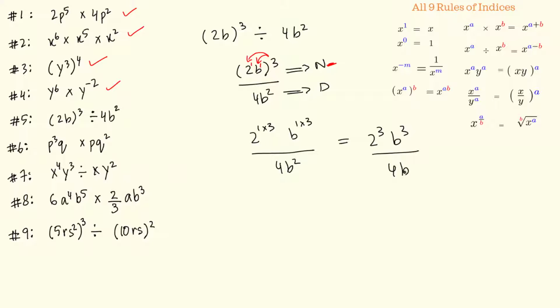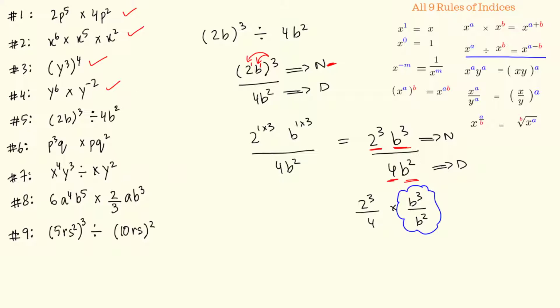divided by 4b square. Now in the numerator and in the denominator, there are two types of terms. I have integers over here, this 2 and this 4, and I have variables over here, this b and this b. So I'm going to separate out my integers and I'm going to separate out my variables. So I can write this like 2 to the 3 divided by 4 times b cube divided by b square. Now to simplify this fraction over here, I'm going to use this rule of indices. These two are getting divided and have the same base, so I can subtract the powers. This becomes b to the 3 minus 2.